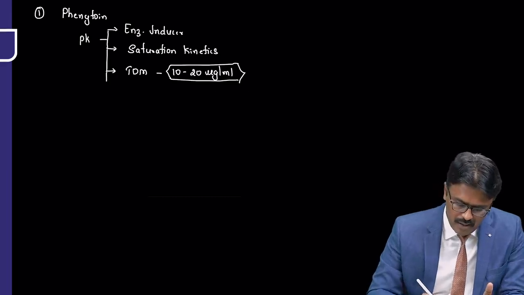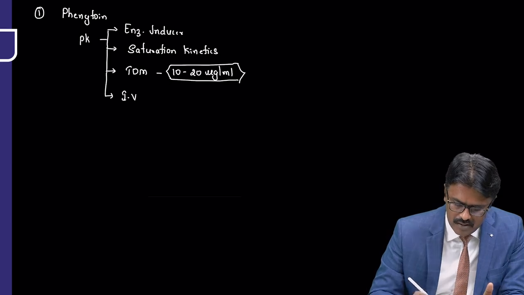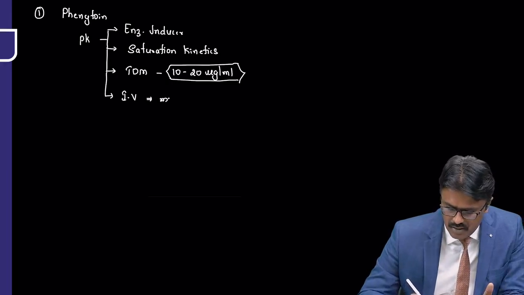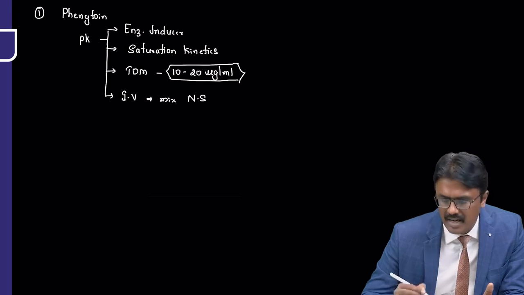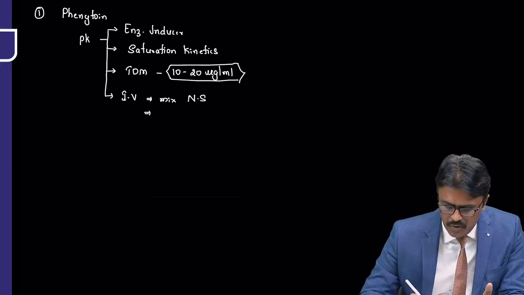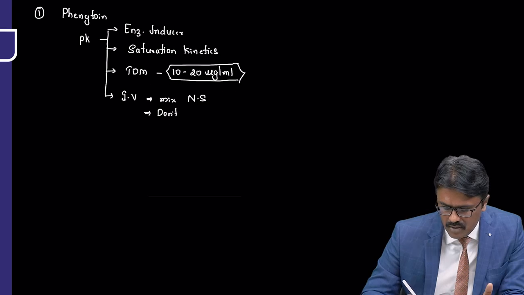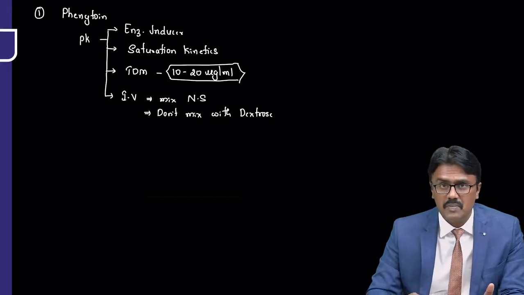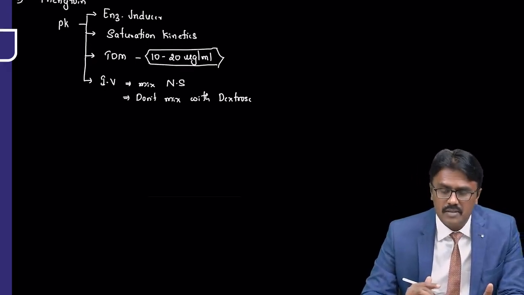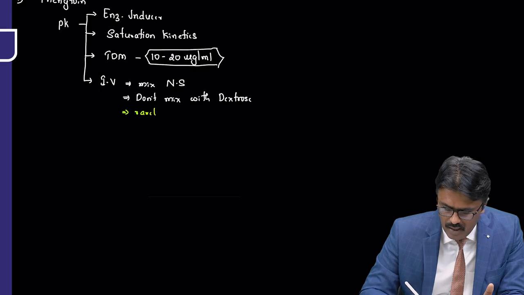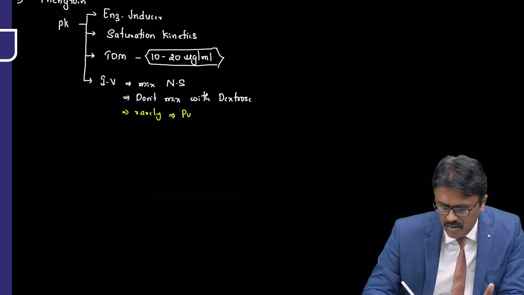Now phenytoin pharmacokinetically, when you give it intravenous, you have to mix it with normal saline. So when you are giving IV, you should mix it with normal saline. Don't mix with dextrose. If you mix with dextrose, it can get precipitated. Never mix it.